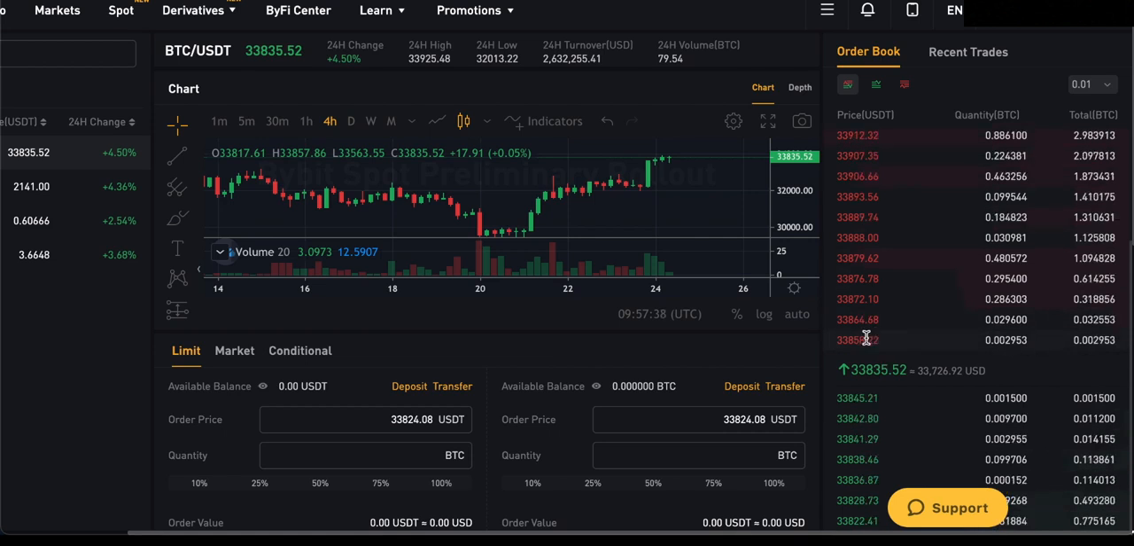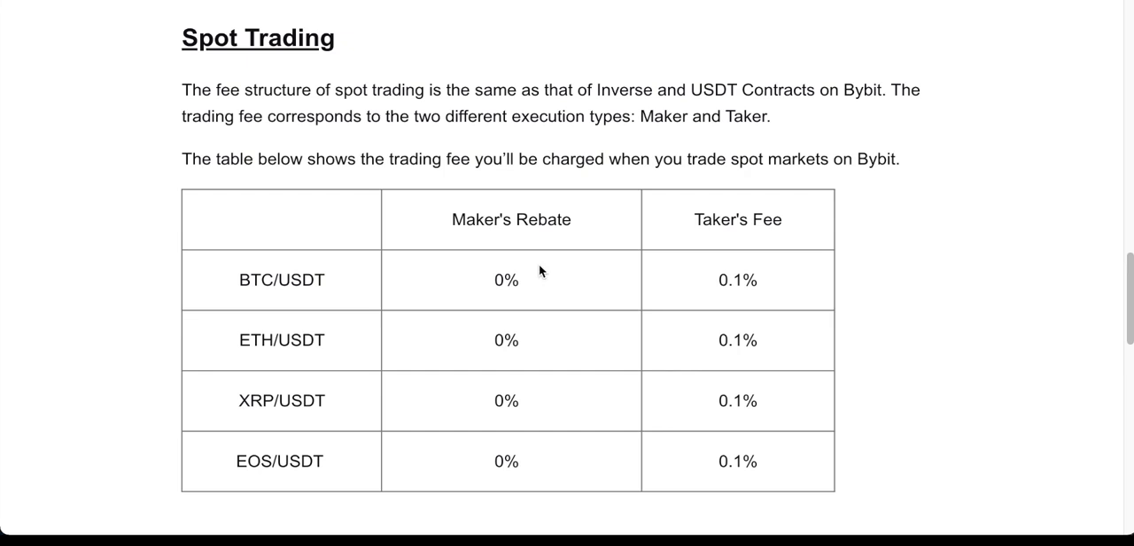So let's say you're really wanting to buy BTC and you're happy to pay this price right here, because obviously this is someone's order right here that they're showing. You take their order and you are a taker of liquidity. So you're not making liquidity, you are taking liquidity. Takers do pay slightly higher fees on most crypto exchanges. You can see that the fee is 0.1% on Bybit right now. This is for the spot market and it will change for the derivatives market, so we'll get to that later.